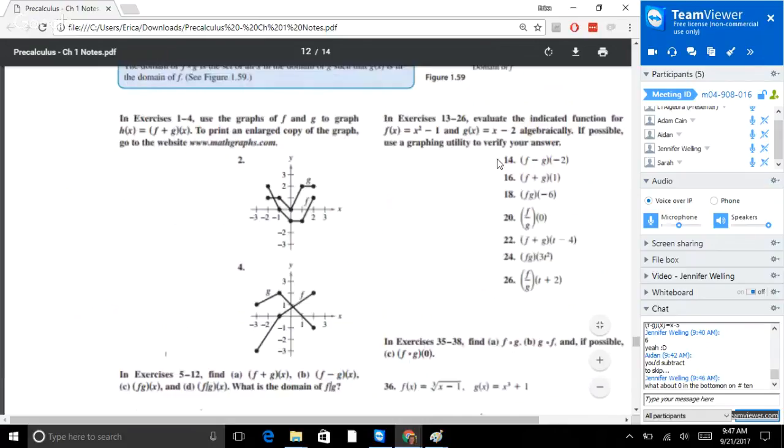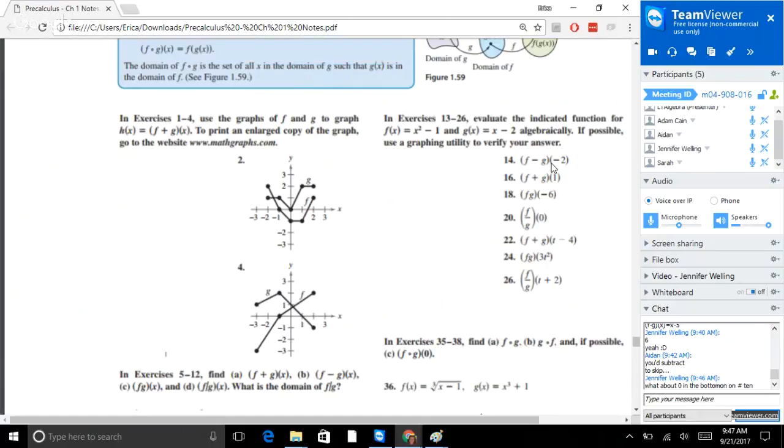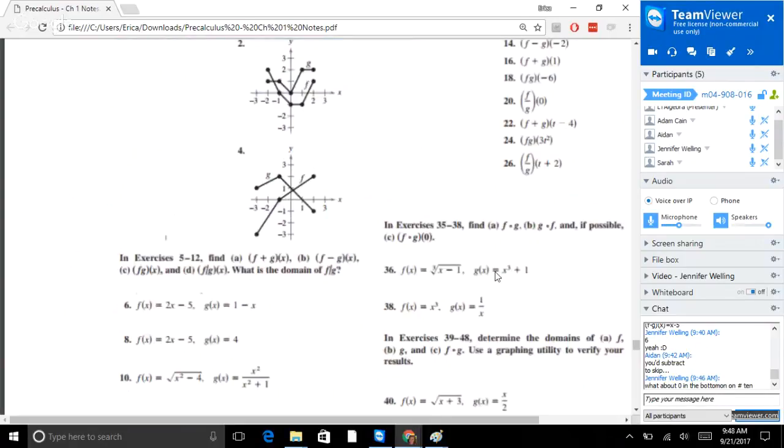For 14 through 26, you're basically taking the functions and doing whatever they say, and then plugging in a value for x. For number 14, you're going to do f of x minus g of x, find what that formula is, and then evaluate what happens when x equals -2. So for those, you're actually going to get a value. It's just plugging in a specific value of x and evaluating. Okay, so 36 and 38 is where we get into the composition.